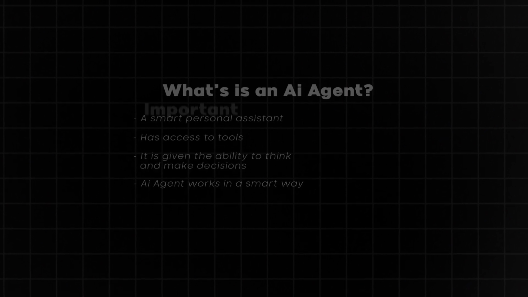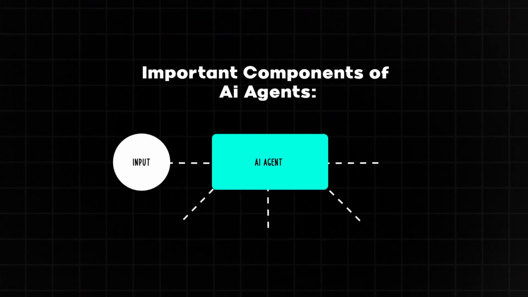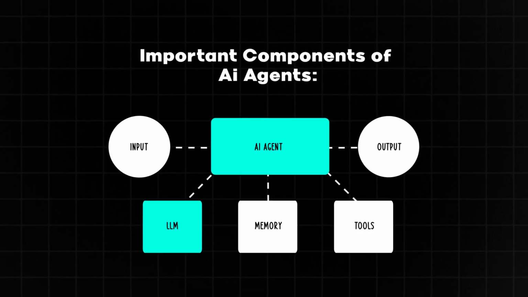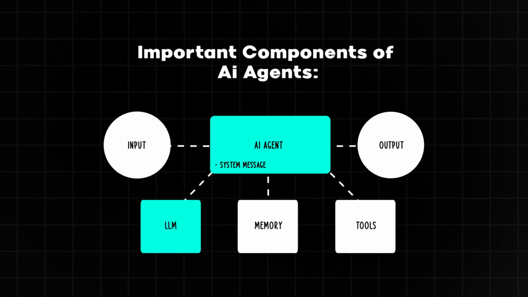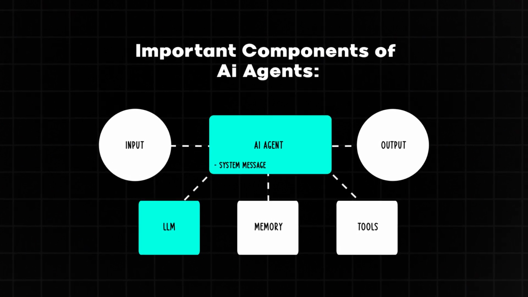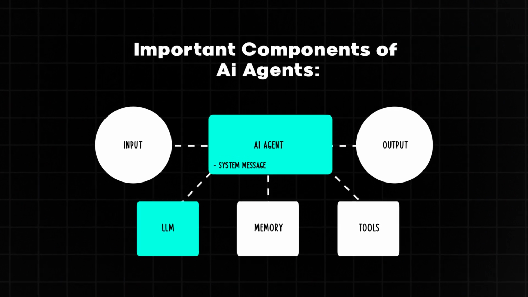So an AI agent consists of these important components: an input and output, an LLM model, a memory, a tool, and a system message. The system message is where you write the prompt, the instructions for the AI agent to follow. So now you got an idea of what an AI agent is, what an AI is.